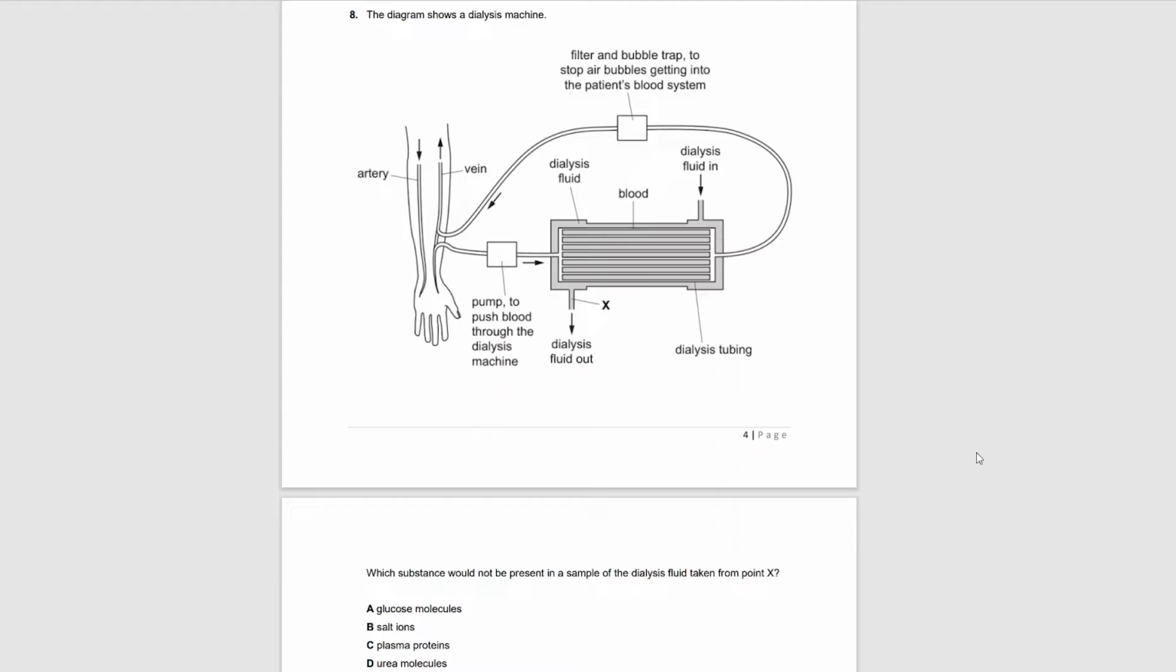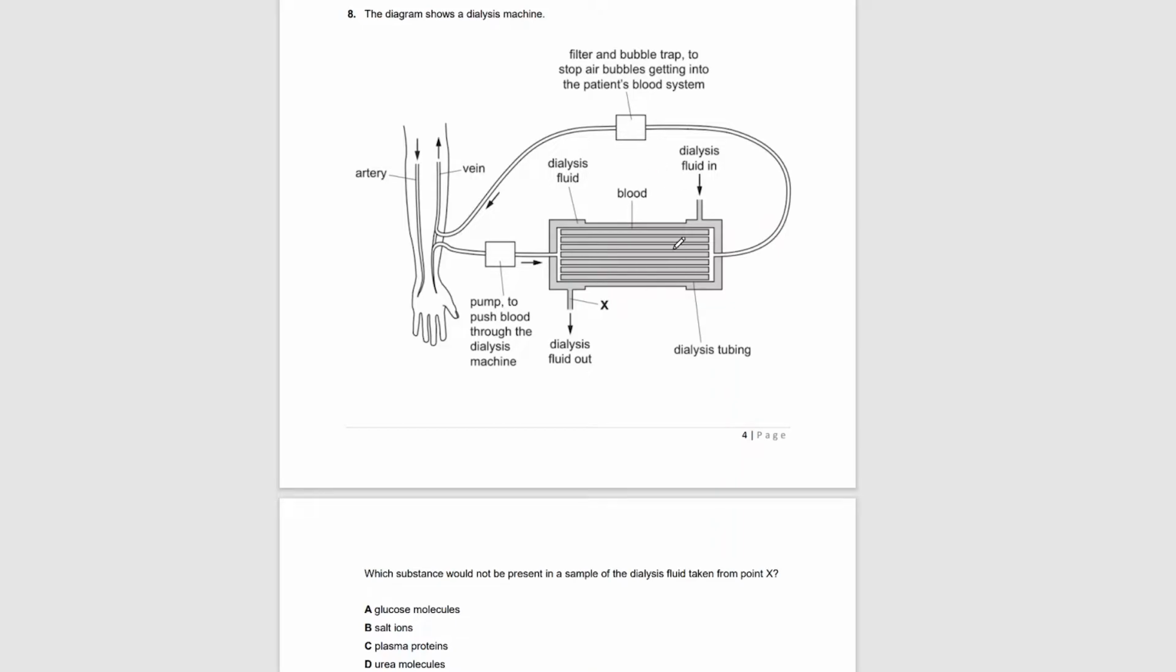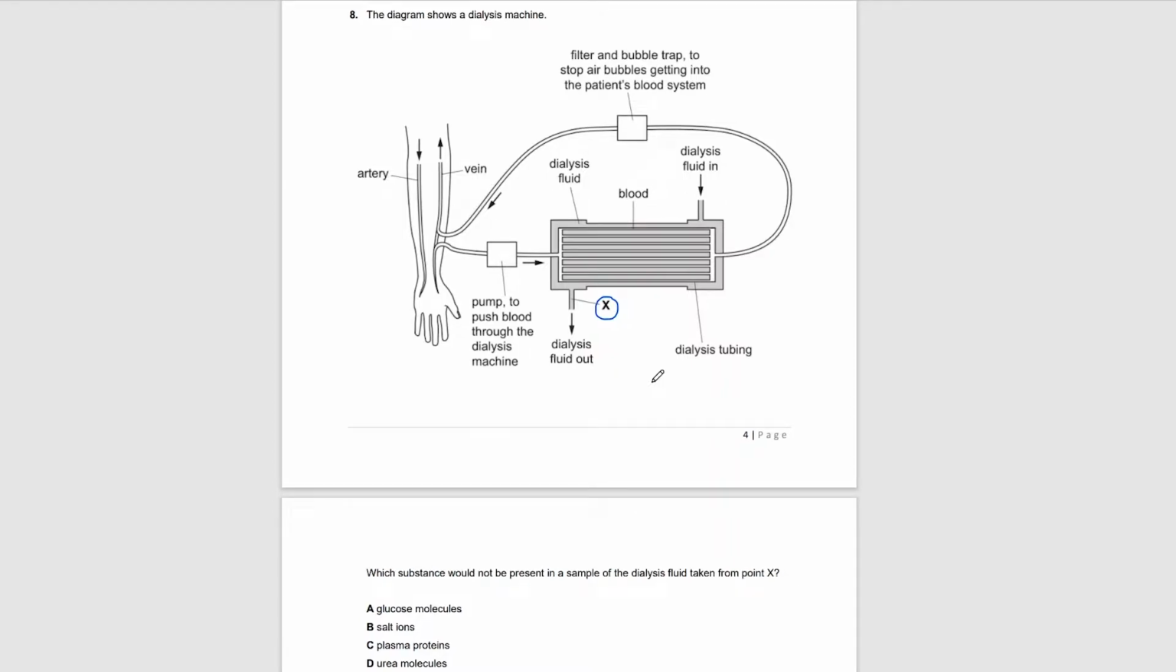Question 8. The diagram shows a dialysis machine. So this is the dialysis machine and that's a person's hand. Which substance could not be present in a sample of dialysis fluid taken from point X? So point X is dialysis fluid. So what thing cannot diffuse out of the blood into the fluid? Glucose molecules can diffuse across from the blood because they are small molecules that can diffuse from the blood into the fluid.